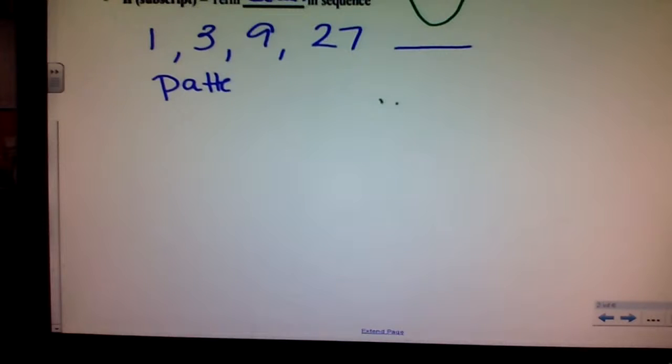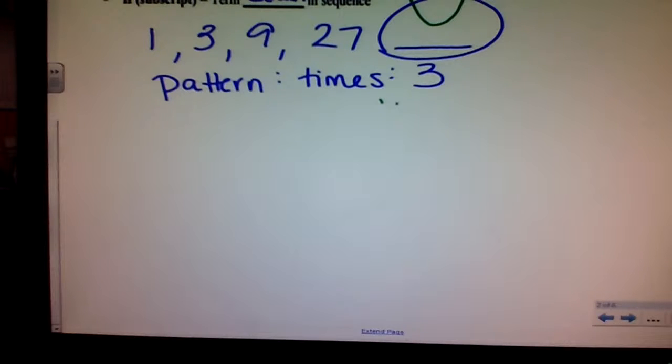Okay, so let's come up with the new one. Let's do 3, 9, 27. 3 times 3, 27 times... my pattern here is times 3. It's an example. So your pattern is times 3. They want us to find this number. So to find this number, that's P sub 5. That's what I'm trying to find.